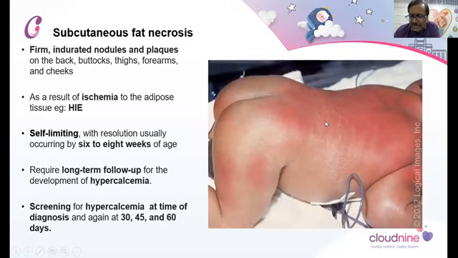So most of the time we may do some septic workup and give oral antibiotics. It is usually a self-limiting condition, which usually takes 6 to 8 weeks to disappear. But we need some long-term follow-up, because we know this lesion can have hypercalcemia in the first few months. So we have to measure the ionized calcium, at least at the time of diagnosis, and again after 1 month, 1.5 months, and 2 months, just to be aware of this condition. Sometimes there is no significant history and the baby may still present. But in India, I have not seen many cases.